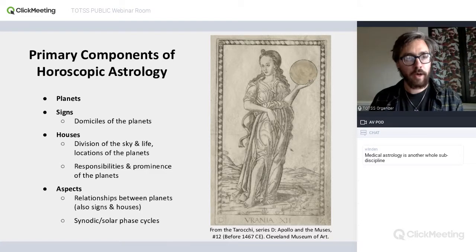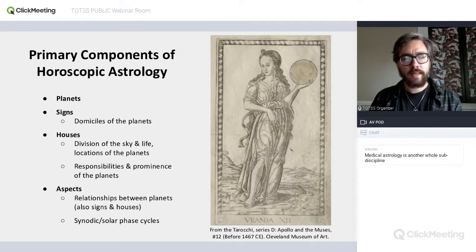All right, and then our fourth main component here is aspects. And these are the relationships between the planets, the relationships that the planets form to each other. Now, for some purposes, we'll also want to think about signs and houses having aspects to each other, and I think that'll become clear as we go along, though primarily we're talking about aspects between planets.